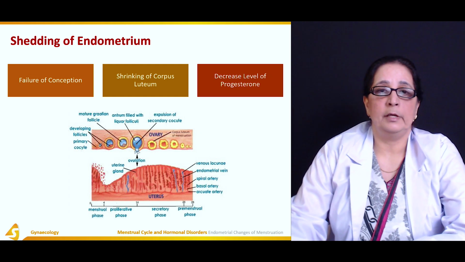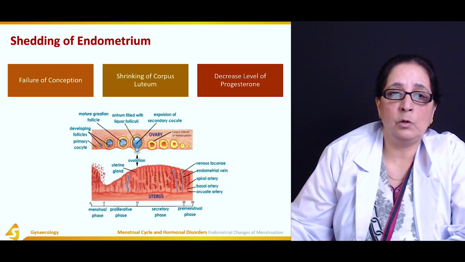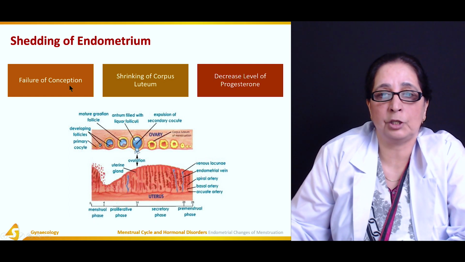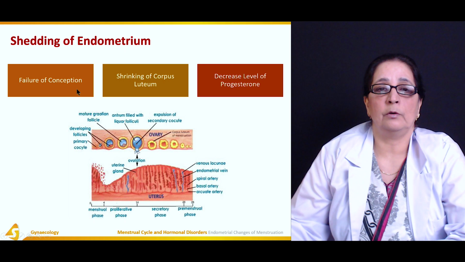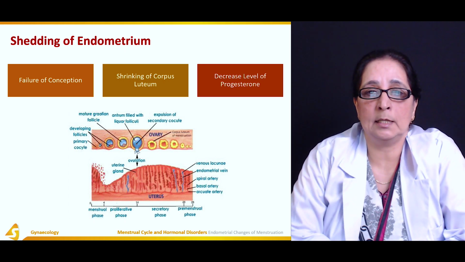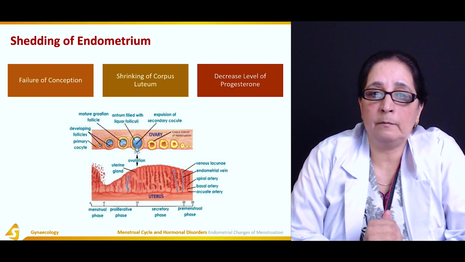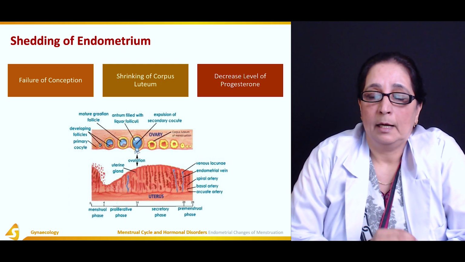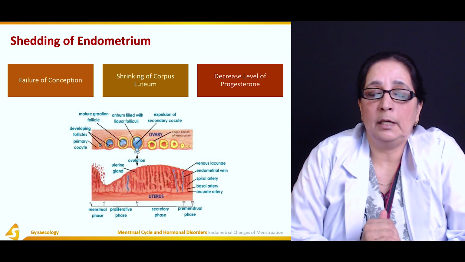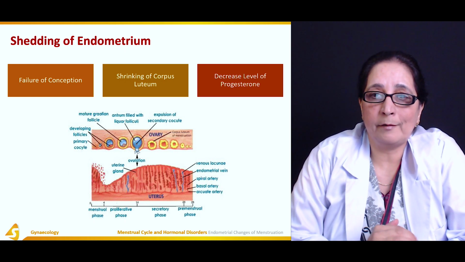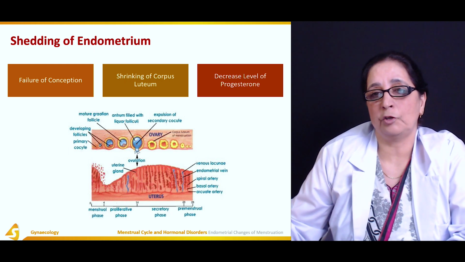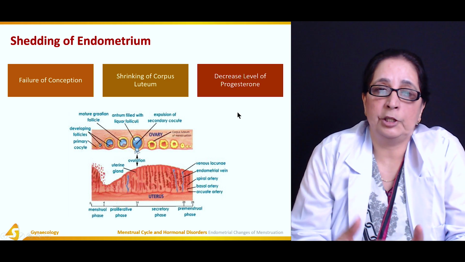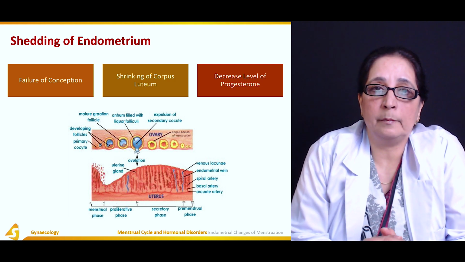Now, shedding of the endometrium. If there is no fertilization, if there is failure of conception, if the fertilization of the ovum doesn't take place, then the corpus luteum, which was producing progesterone, shrinks. That shrinking of the corpus luteum causes a decrease in the level of progesterone hormone. And with this decreased level of progesterone, shedding of the endometrium takes place.